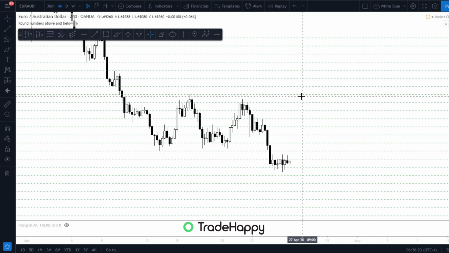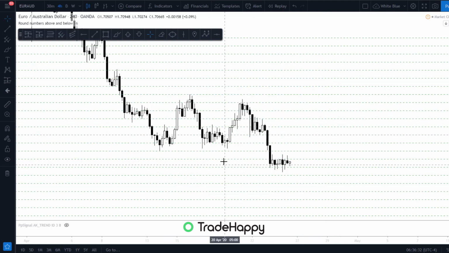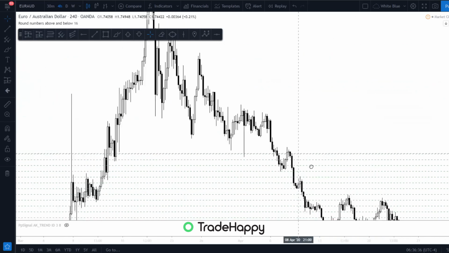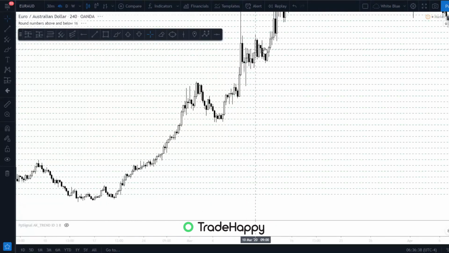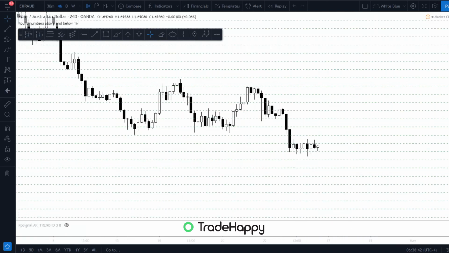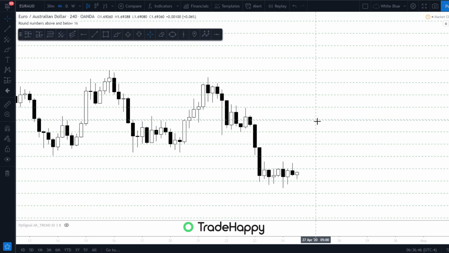Today we're going to be having a look at the markets, just doing some analysis, and we are starting off on EURAUD on the 4-hour chart. We're in a downtrend at the moment on EURAUD on the 4-hour. We've had a large move up, but for the short term we're in a downtrend, so I'll be looking for shorts, probably around this area here.